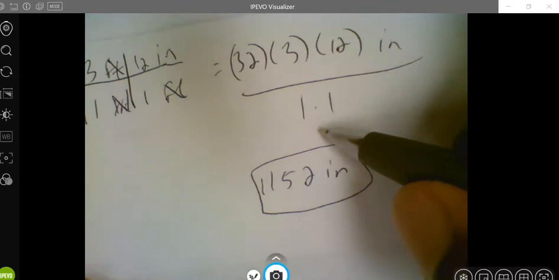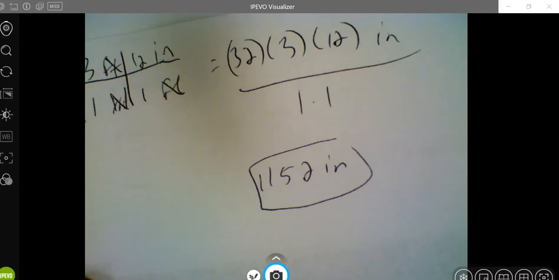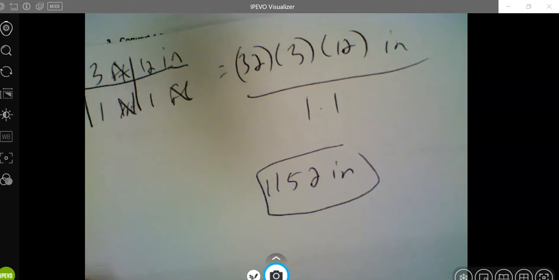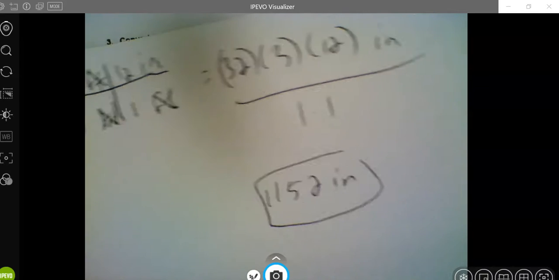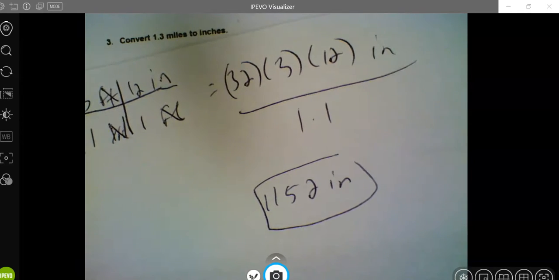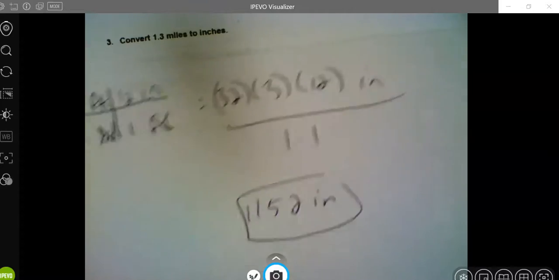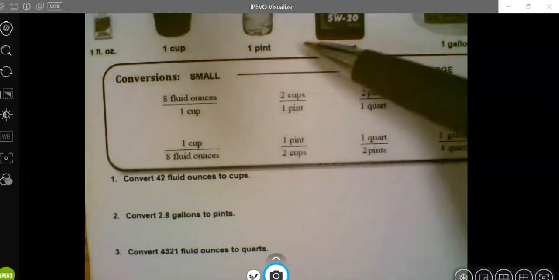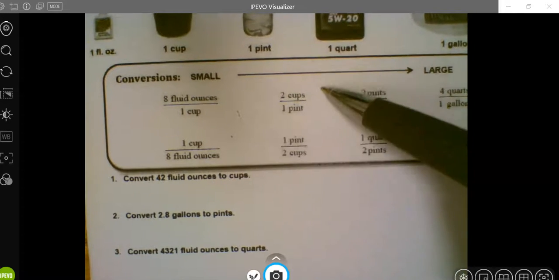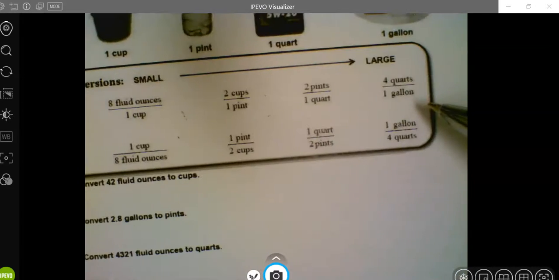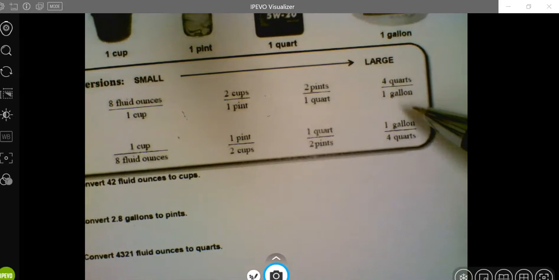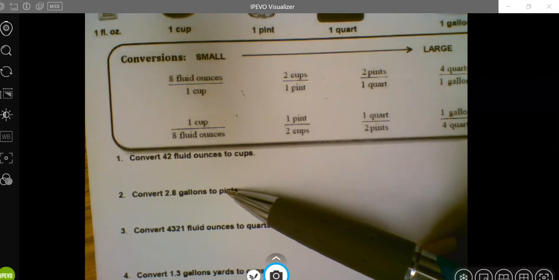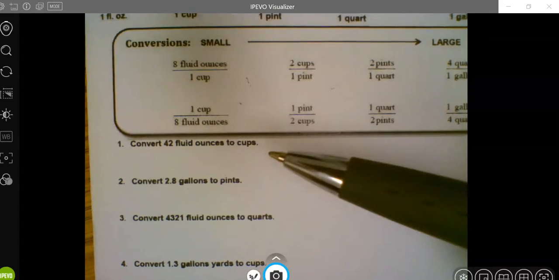Again, I didn't bother dividing by 1 times 1 because this gives you 1. Anyway, so that's how you do it. That's how you convert 1 unit of measure to another. Now, sometimes the unit of measure isn't yards and feet and so forth. Sometimes it may be other things like ounces to cups, or cups to pints, or quarts to gallons. The idea still stays the same. You're still going to convert it the same way.